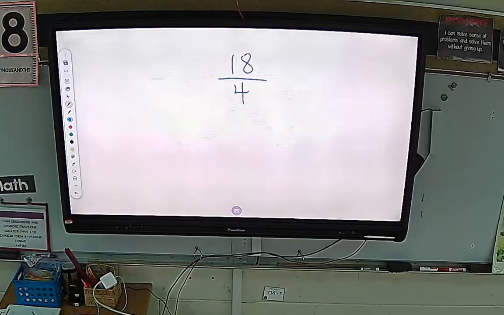18 fourths. How many times can you get a group of 4 out of 18? I know you can answer that. I'm saying these things so that you'll ask yourself these questions if you're stuck. 4 times what is as close to 18 as I can get?